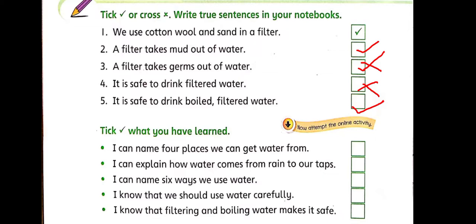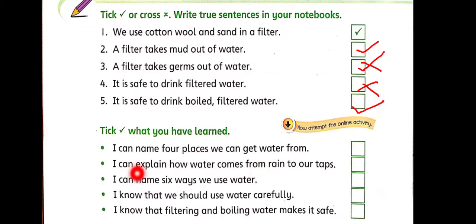The second last is here, that I know that we should use water carefully. As we all have revised through the whole topic, we should use the water carefully, we should not waste it, we should keep it safe for the generations and for all human beings which live on this planet. So we should not waste the water, we should use it carefully. We know this, so you can put a tick here also.